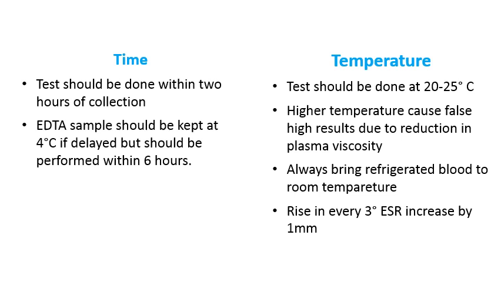Now if you take the laboratory factors, the time. Now the test should be done, as I said before, within 2 hours of collection, right? So you cannot take the blood at 8 o'clock and send the sample at 12 o'clock. And it should always be in an EDTA bottle, otherwise the sample will be clotted. And if the sample takes more than 2 hours to go to the laboratory, it should be kept at 4 degrees centigrade, and still it should be performed within 6 hours, right?